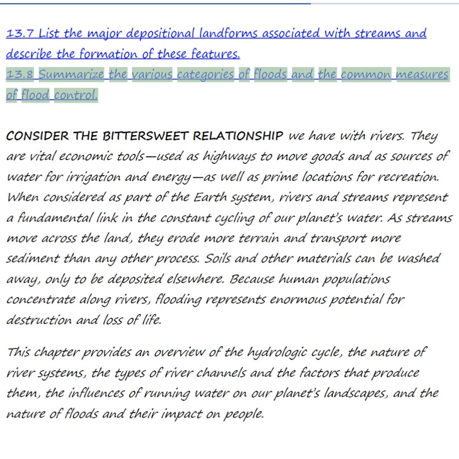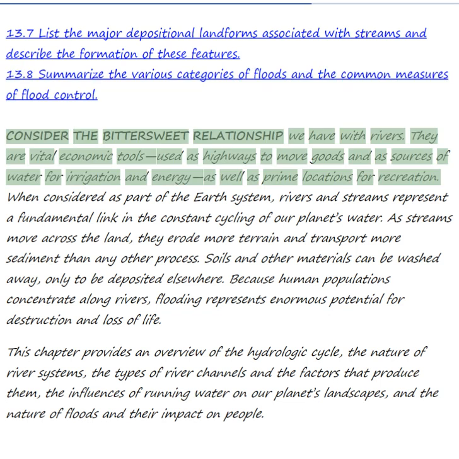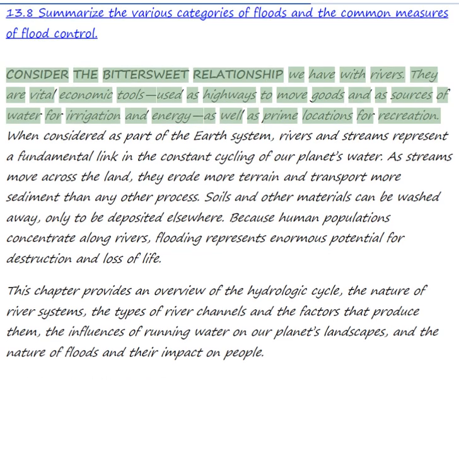13.8 Summarize the various categories of floods and the common measures of flood control. Consider the bittersweet relationship we have with rivers. They are vital economic tools, used as highways to move goods and as sources of water for irrigation and energy, as well as prime locations for recreation.